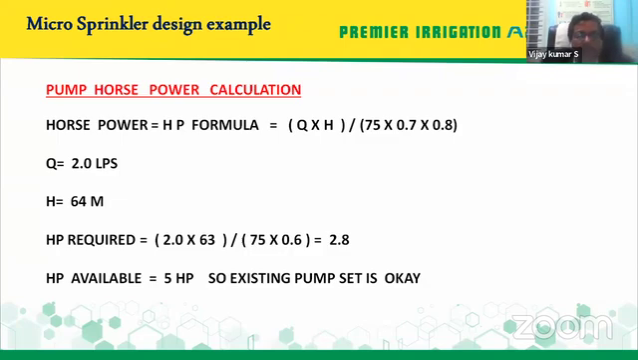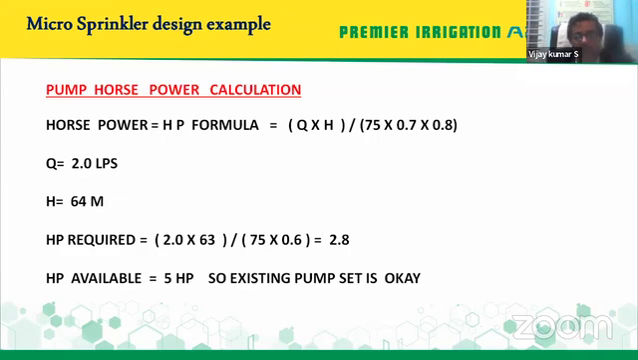So if I put in the formula, actually 0.7 into 0.8 is 0.56. I made it as 0.6. Typically, Indian centrifugal monoblock pumps have an efficiency varying from 56% to 60%, so I have taken 60%. The discharge is around 2 liters per second, and the total head required is 64 meters. So 2 multiplied by the head, divided by 75 into 0.6, you are going to get an HP of 2.8. So the existing HP is in fact more than enough.